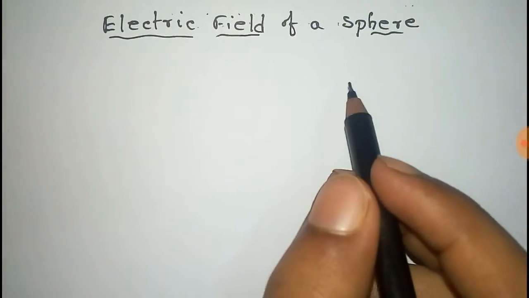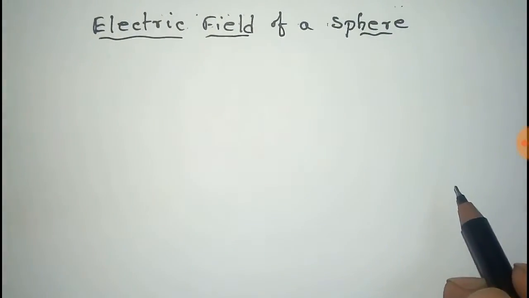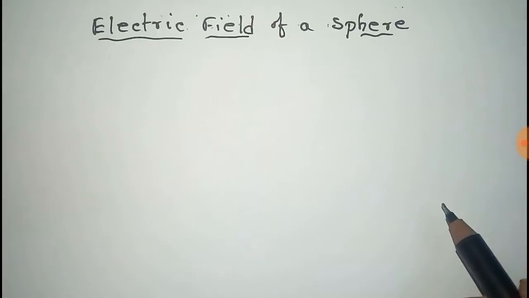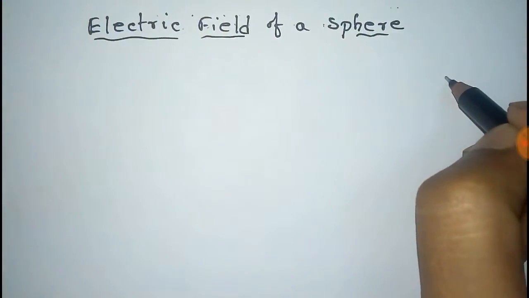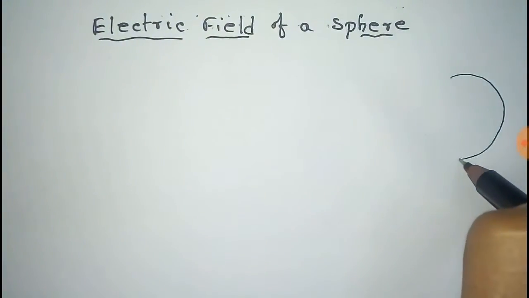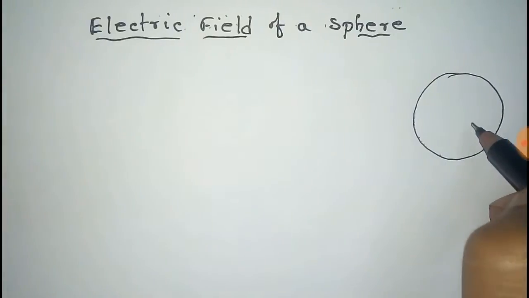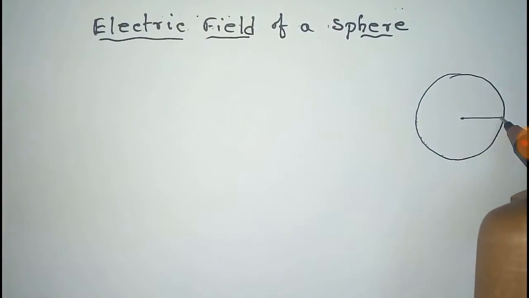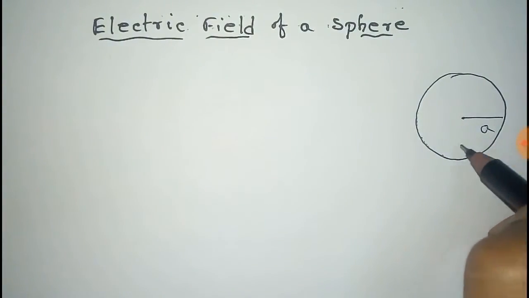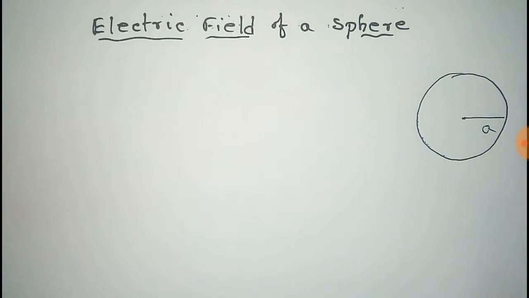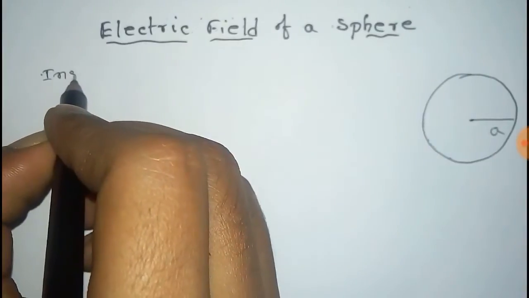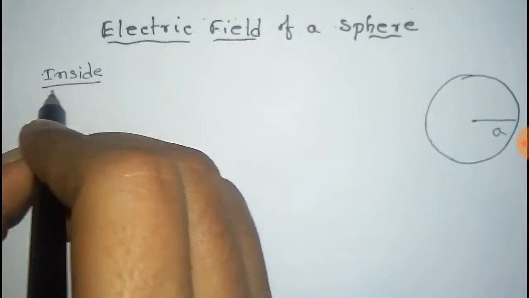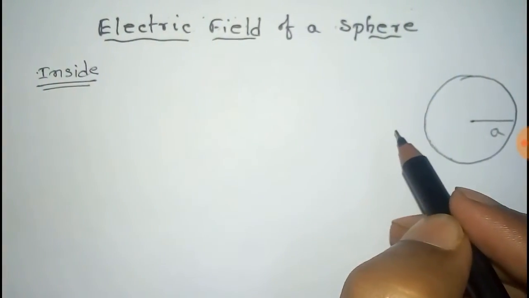We have to find the electric field at any inside or outside point of a solid sphere which is totally uniformly charged. So for this we first of all draw a solid sphere with the constant charge density rho. This is the sphere of radius a, and now we have to find the electric field at any inside point at a distance r from the origin.